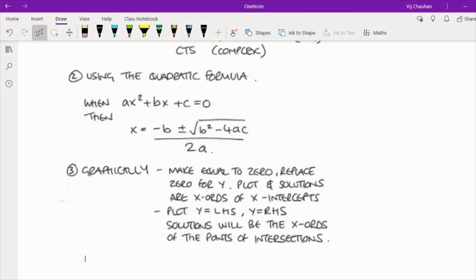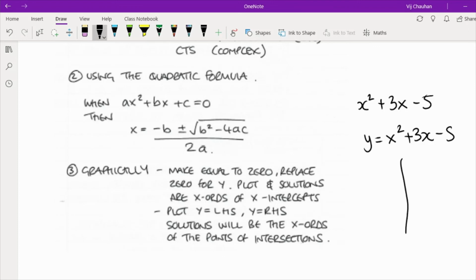So to solve a quadratic equation graphically, you make it equal to 0, replace 0 with y, and plot. So for example, if you wanted to solve x squared plus 3x minus 5, then what we would do is make it equal to y. We would plot this onto a graph using a table of values, and your answers would be where your curve crosses the x-axis, so it would be where these two values here are.